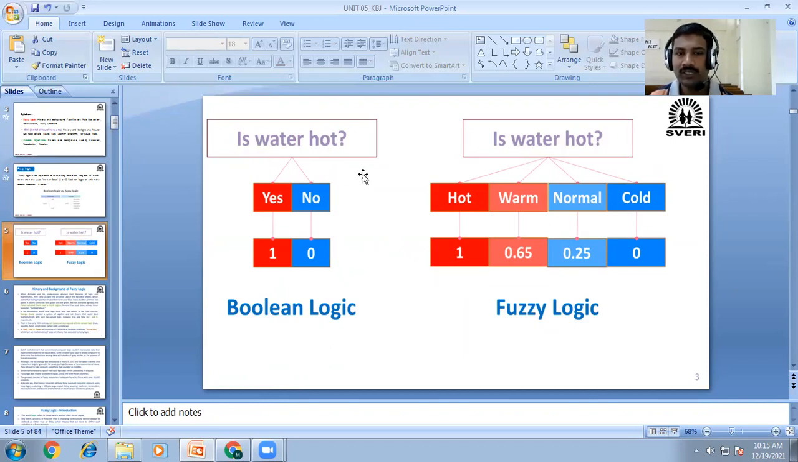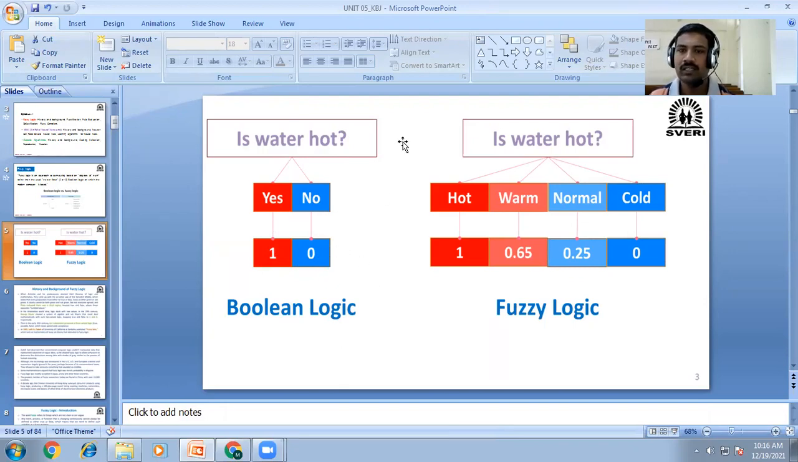OK, if it is greater than that one, then the value is that. Is water hot? If it is boolean logic, then what will we say? Yes or no. That means we can represent boolean logic in the form of ones and zeros. If it is yes, then I can write 1. If it is no, then I will write 0.